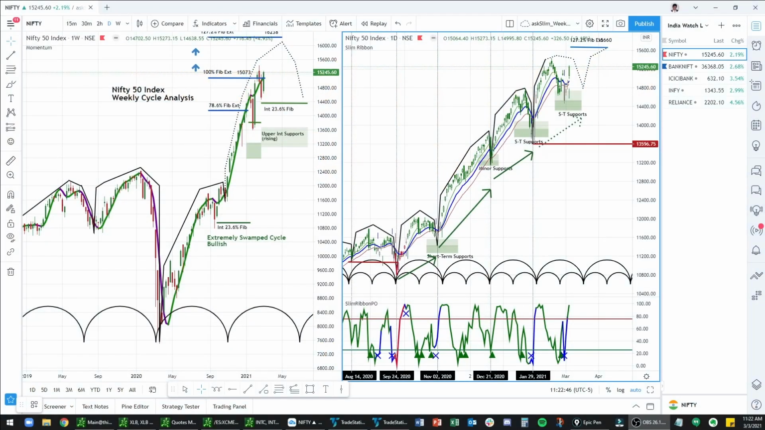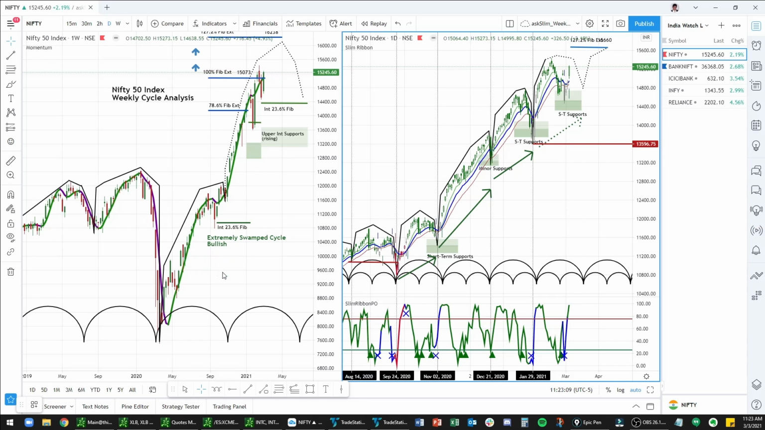So this is the weekly and daily chart here for the Nifty 50. I first want to briefly walk through what we have on this chart so that we are all on the same page. On the left side is our weekly chart. We have our askSlim momentum shown here. When it is negative, it'll be purple, and when it is positive, it'll be green.